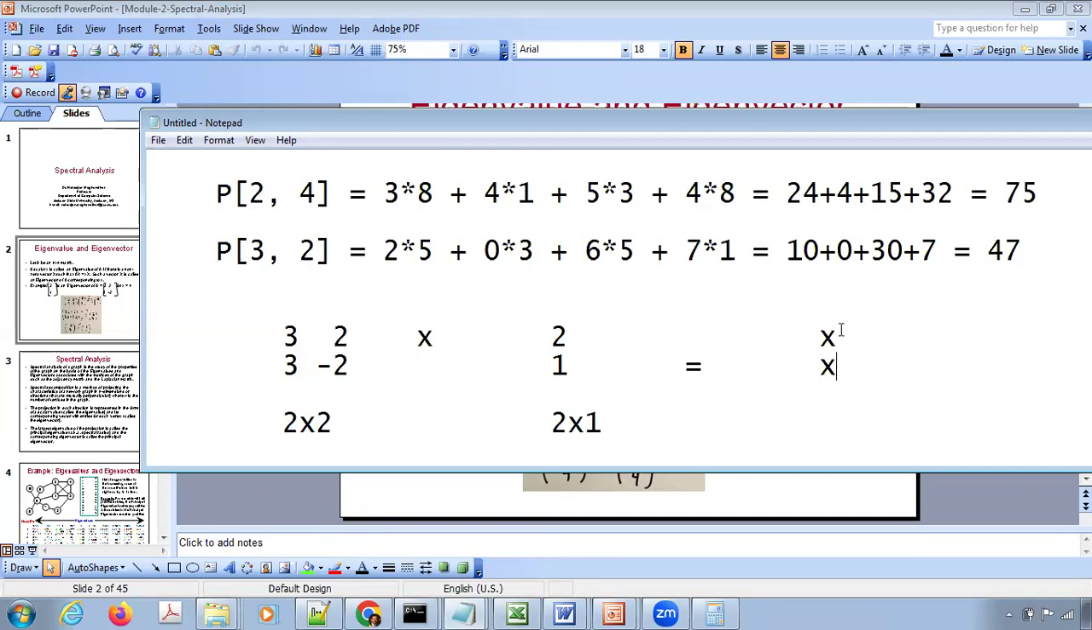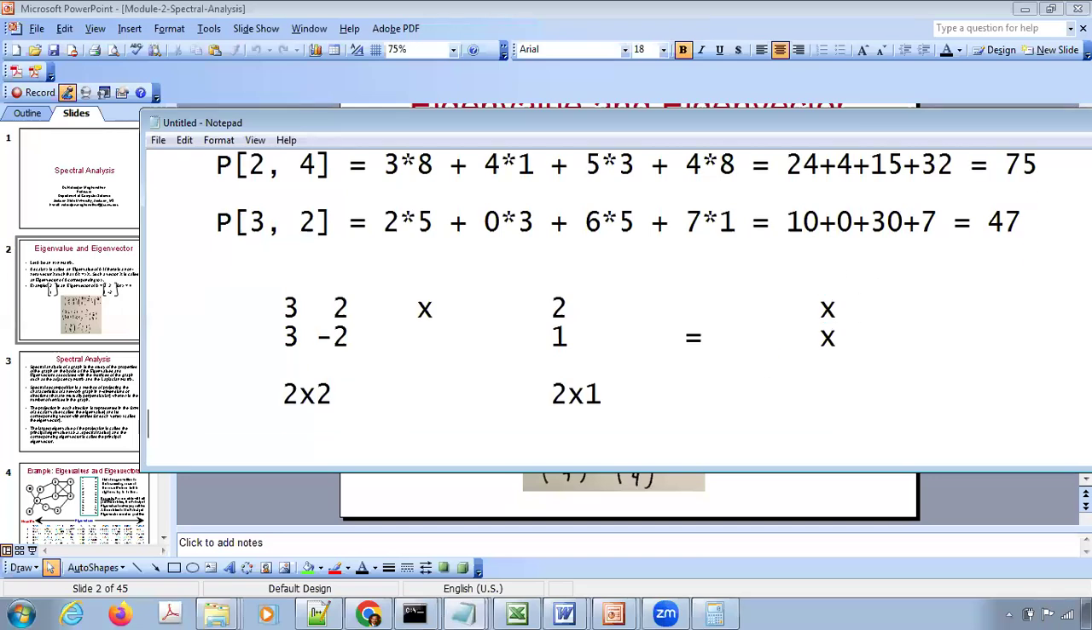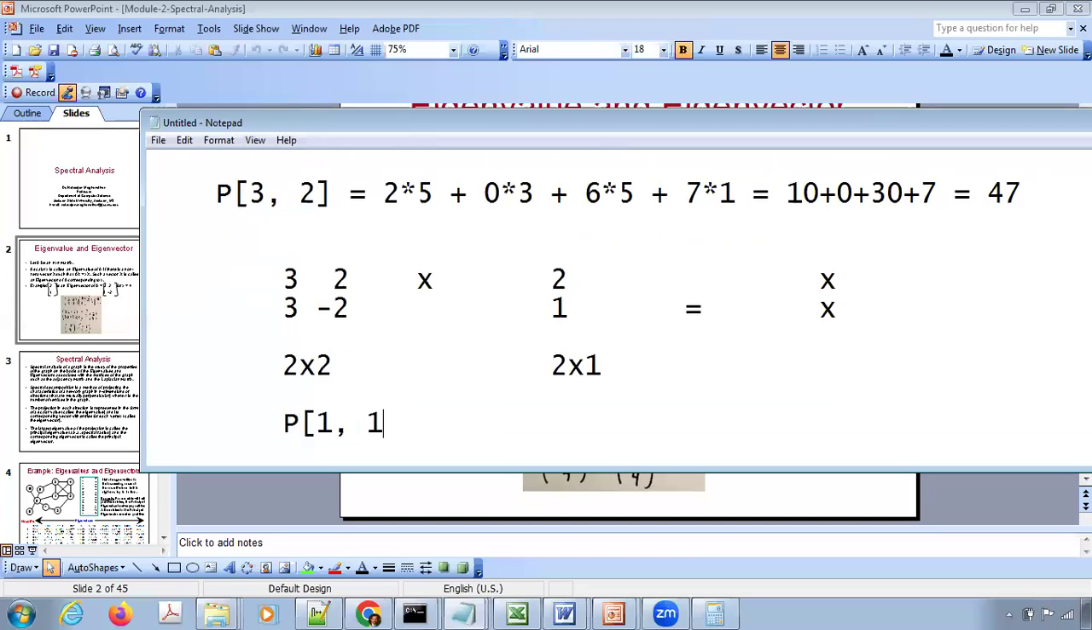Now let's say I want to get this entry, which is row 1, column 1 in the product matrix. I need to multiply row 1 in the first matrix with column 1 in the second matrix, and the second matrix has just 1 column. So it is this 3 times 2 plus this 2 times 1. Row 1 multiplied with column 1: 3 times this 2 here plus this 2 times the 1. And that's going to be 8.